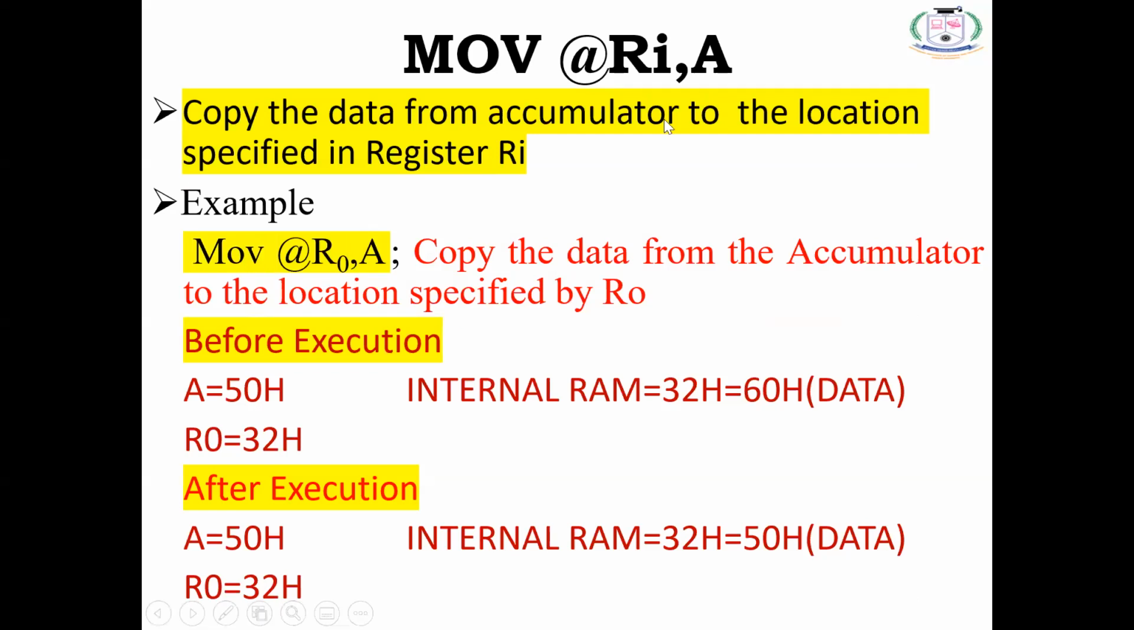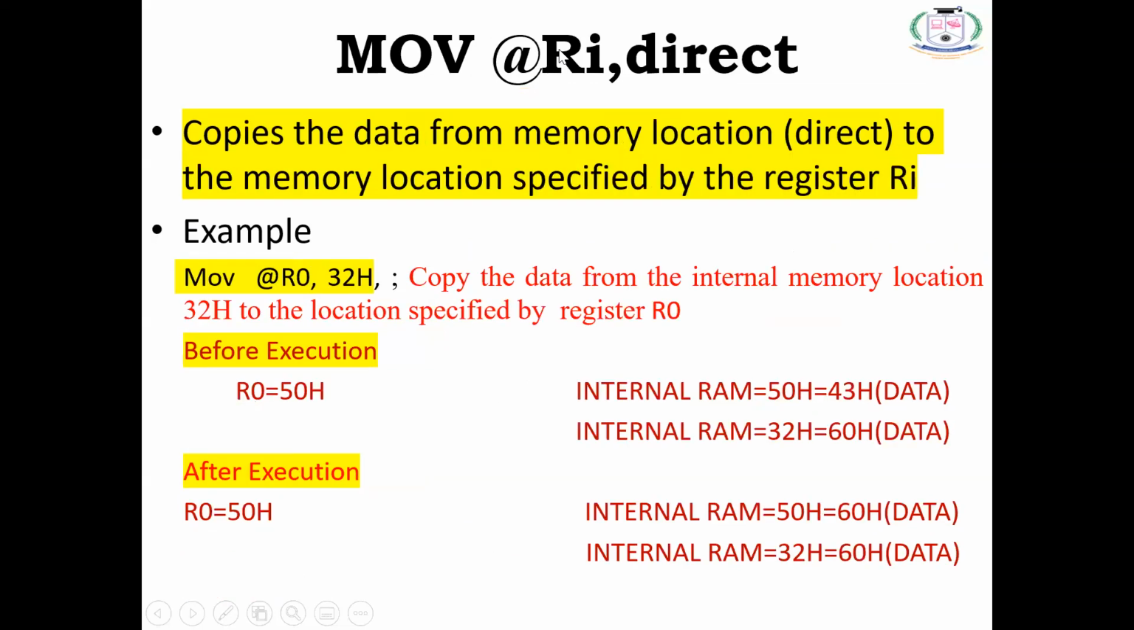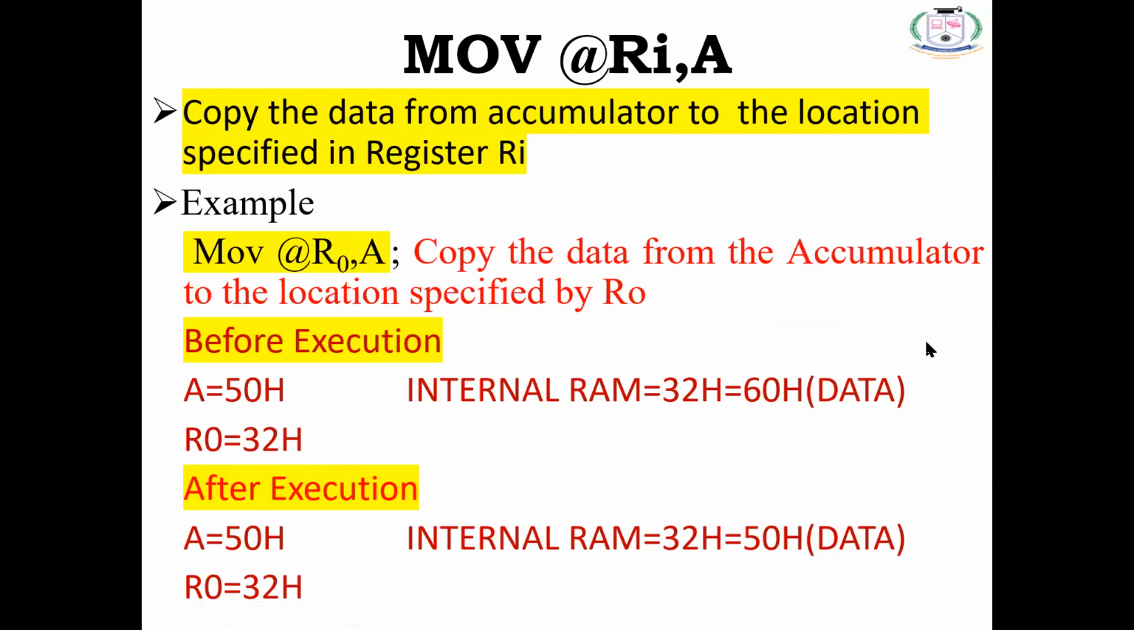Then MOV @Ri, A. Actually, it is a reverse process. What is the reverse process? The accumulator content should move to the location specified in Ri. So you just come to this example. People, please listen to this. What is my accumulator value? 50. What is my R0 value? 32. Okay. So here @Ri.